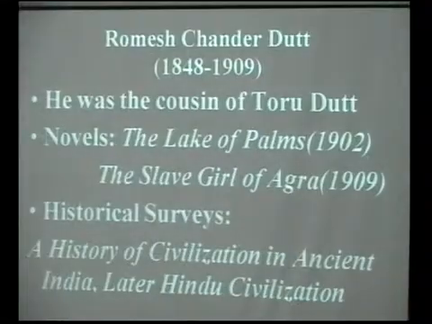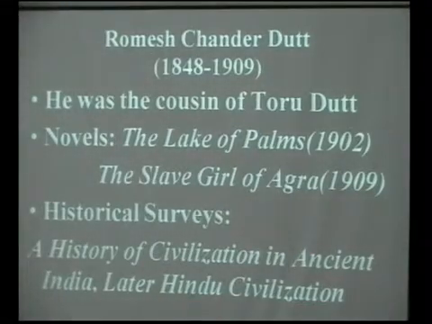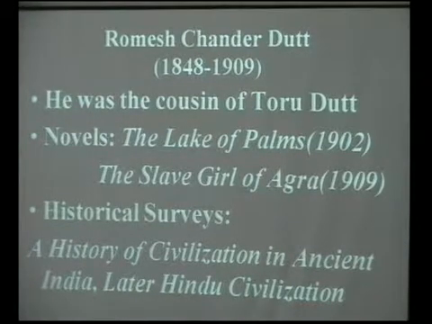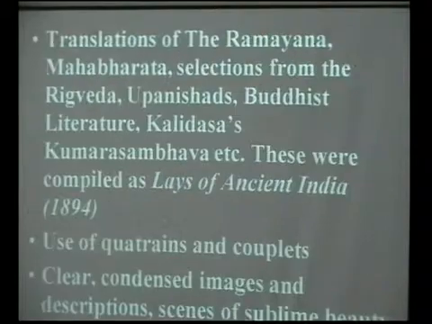Dutt had a cousin. Their grandfathers were brothers. Romesh Chandra Dutt is the name of her cousin brother, who was also a poet and writer. His novels that are known well are The Lake of Palms, The Slave Girl of Agra. He also wrote histories, as in a history of civilization in ancient India and something called later Hindu civilization.